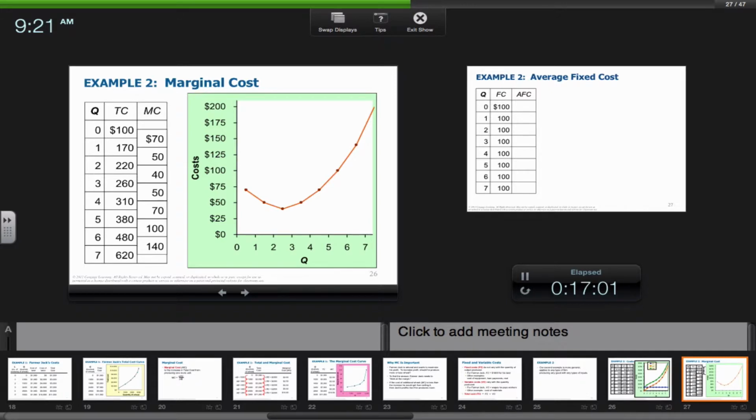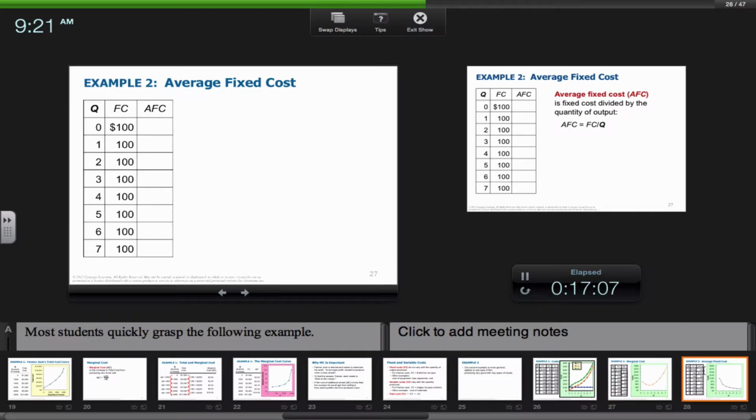Anybody remember how to calculate average fixed cost? Total cost over change in quantity? No. It was a trick question. I haven't told you yet how to calculate average fixed cost. Do you suppose that it could be fixed cost over? Trick questions aren't cool. Well, you should have read the chapter.